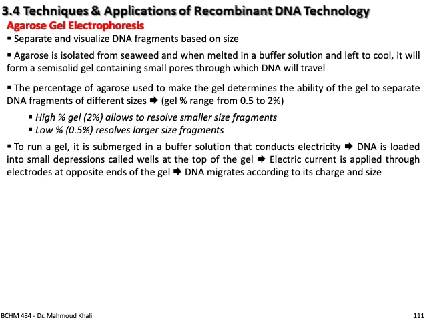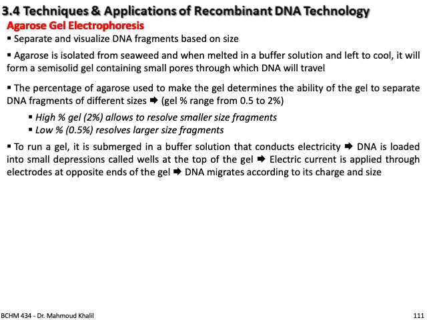The percentage of agarose used to make the gel depends on what you need to separate. Usually the percentage is from 0.5 to 2% max. The high percentage allows resolving smaller DNA fragments, while the low percentage resolves larger sizes. To run a gel, it is submerged in buffer solution that conducts electricity. DNA is loaded into small depressions called wells at the top of the gel.